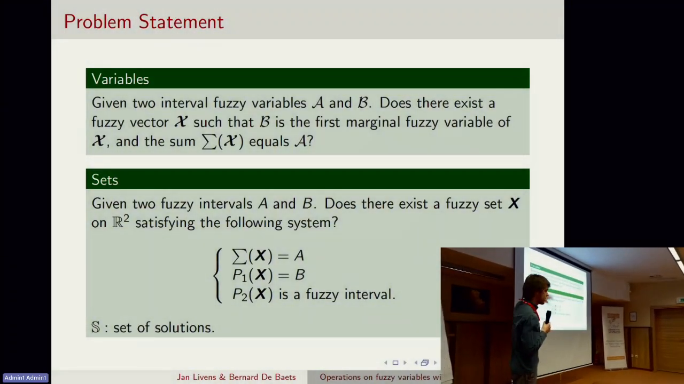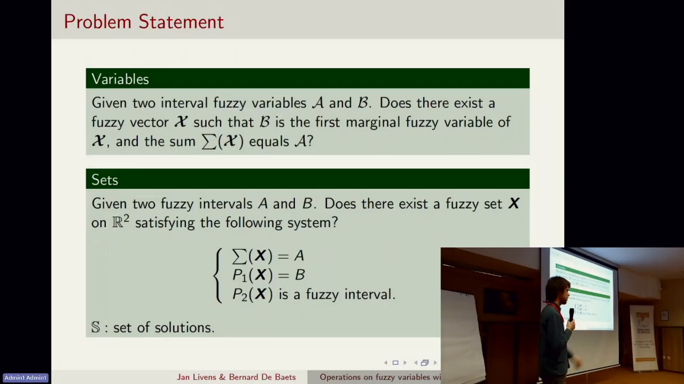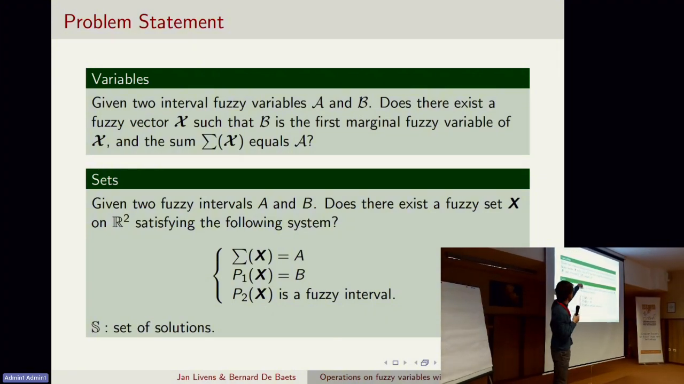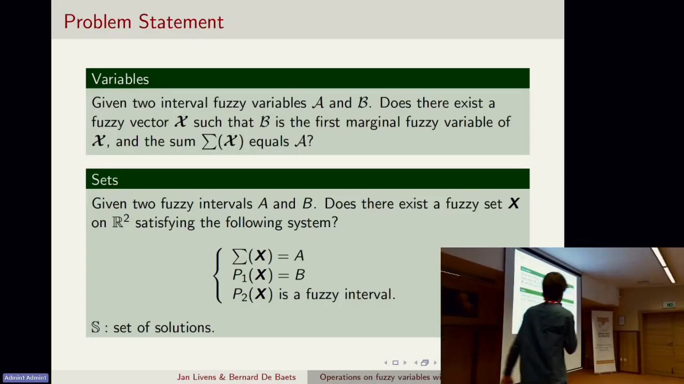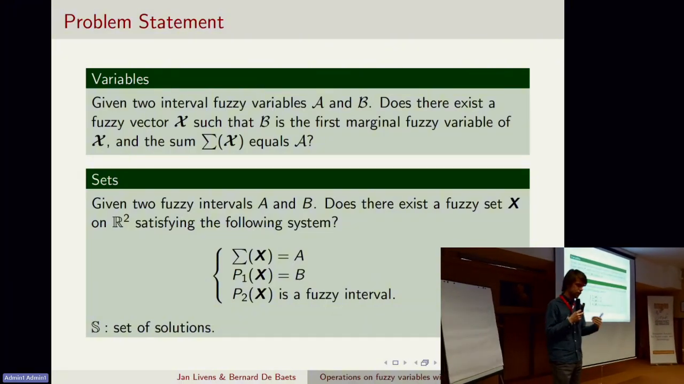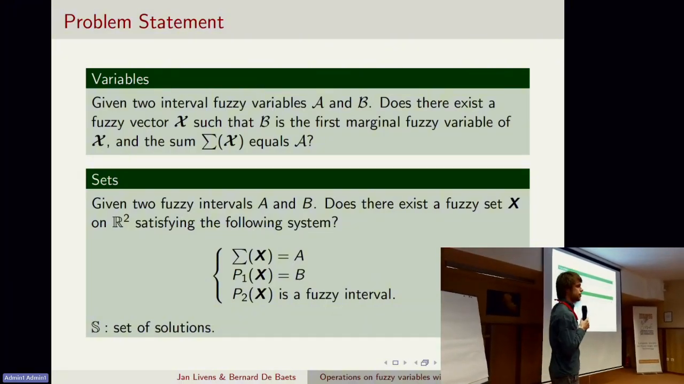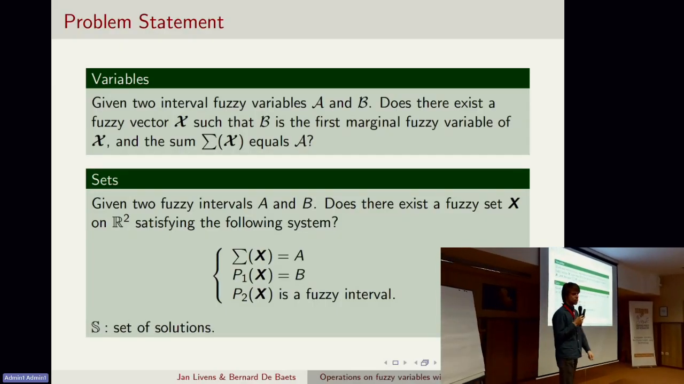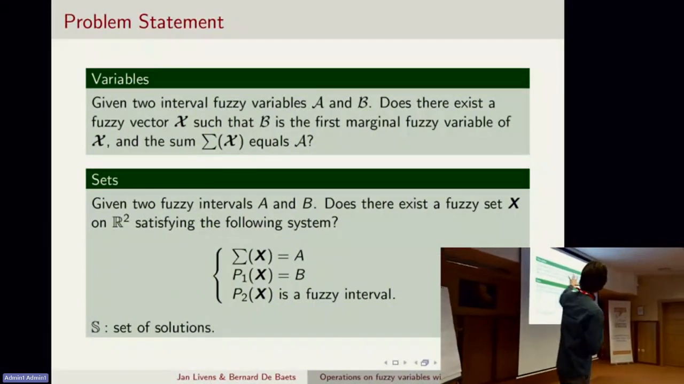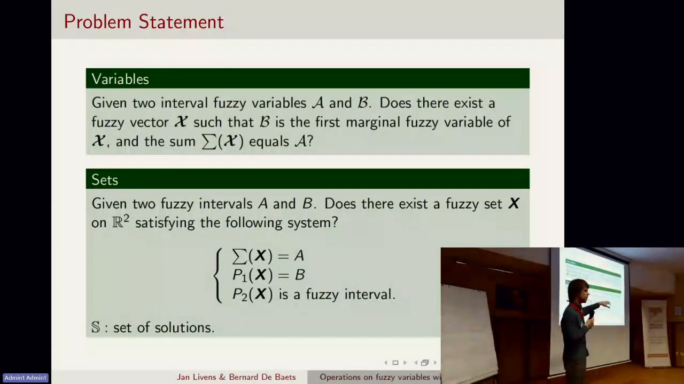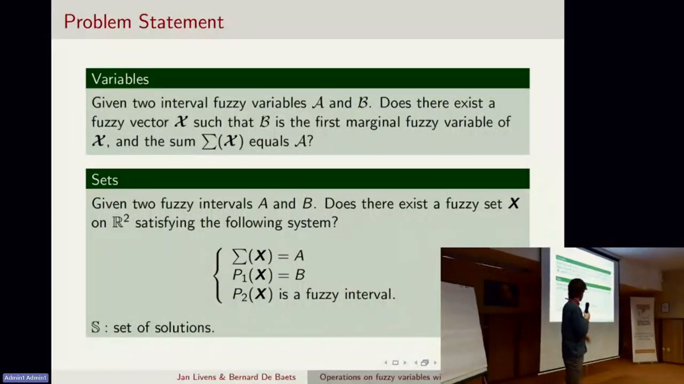What does it mean? Well, it relates back to our initial problem of oranges and apples. Mainly, the sum will be the total number of fruits. One of the marginals will be the number of apples, and the other marginal will be the number of oranges. Now, for computational reasons, it's often easier to not work on these variables directly, but look at their possibility distributions, which is why I rephrase the whole problem statement in terms of fuzzy sets. In this case, they're not fuzzy interval variables, but fuzzy intervals.